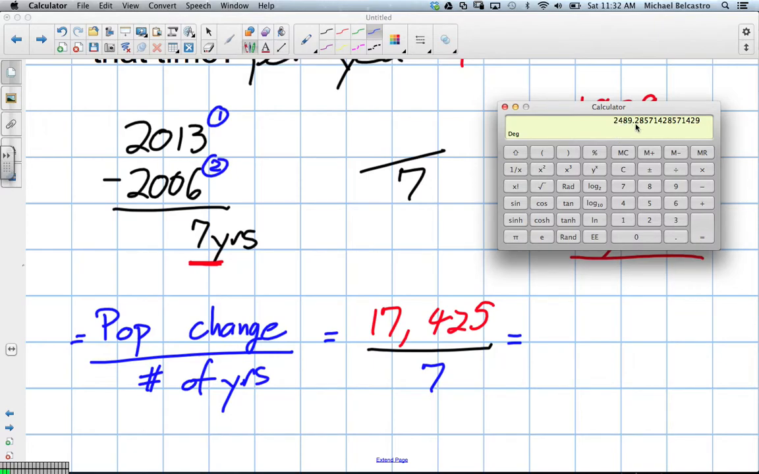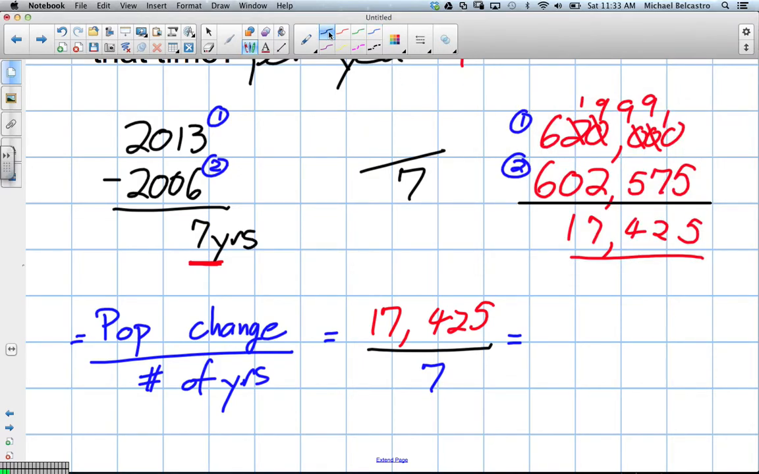2,489. Point something, right? Yeah. 28571. Because we know population can't increase by a point of a person or half a person, it has to be a whole person, we're going to round this, okay? Which means we'll be 1 or 2 numbers off in the very end, but that's fine. We're going to round to the nearest whole number, so it's just going to stay the number it is, 2,489.